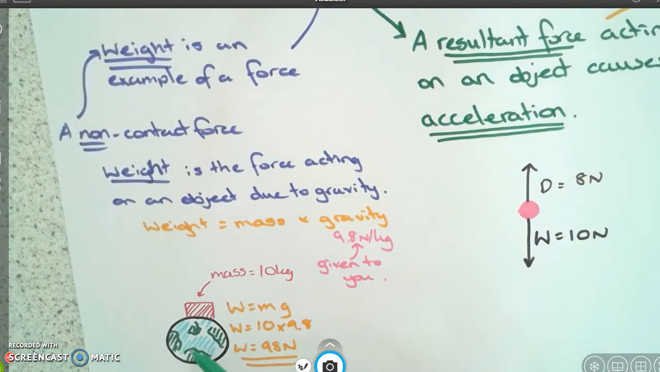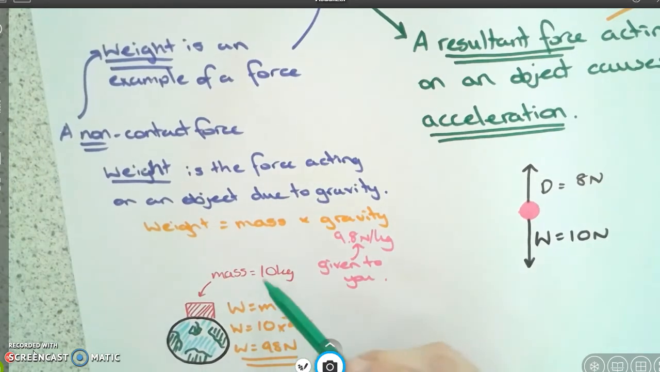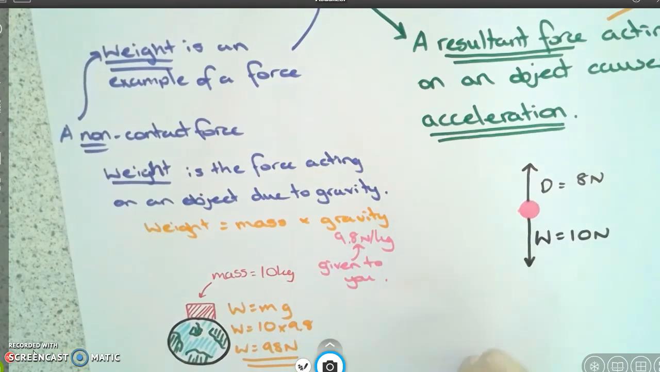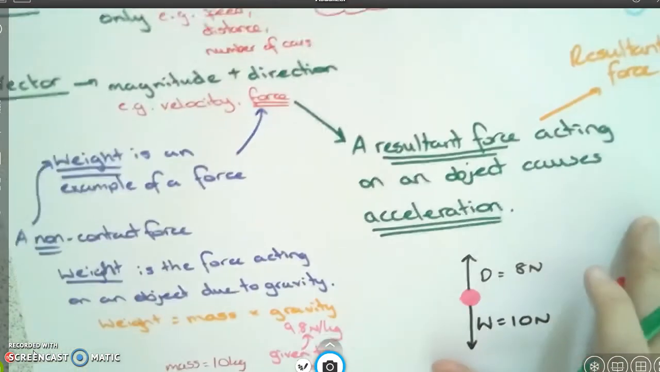Here we've got an example. Here's the Earth, look, and there's a red box which has a mass of 10 kilograms. Remember, weight and mass are not the same thing. So to find this red box's weight, I'm going to do mass times gravity. So weight equals 10 kilograms, times gravity, 9.8, and the weight of that box, which is 10 kilograms, is 98 newtons. Let's go back to forces up here.